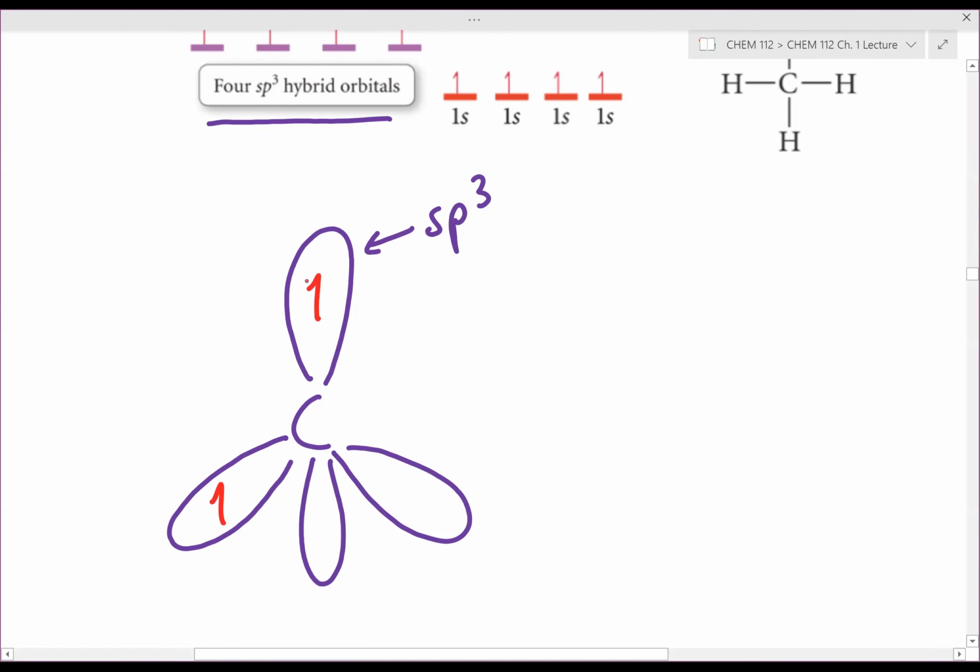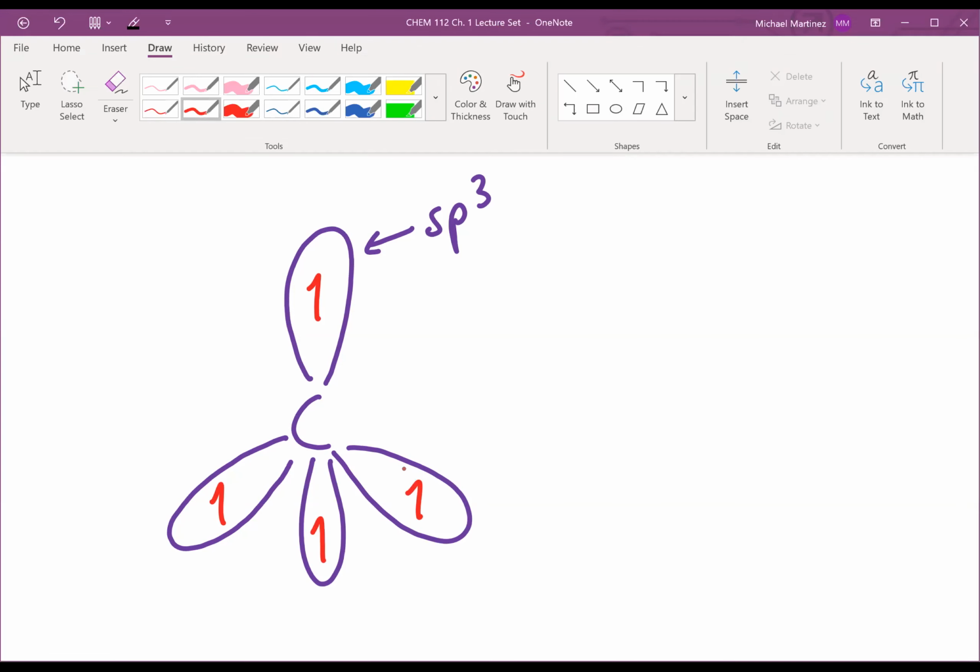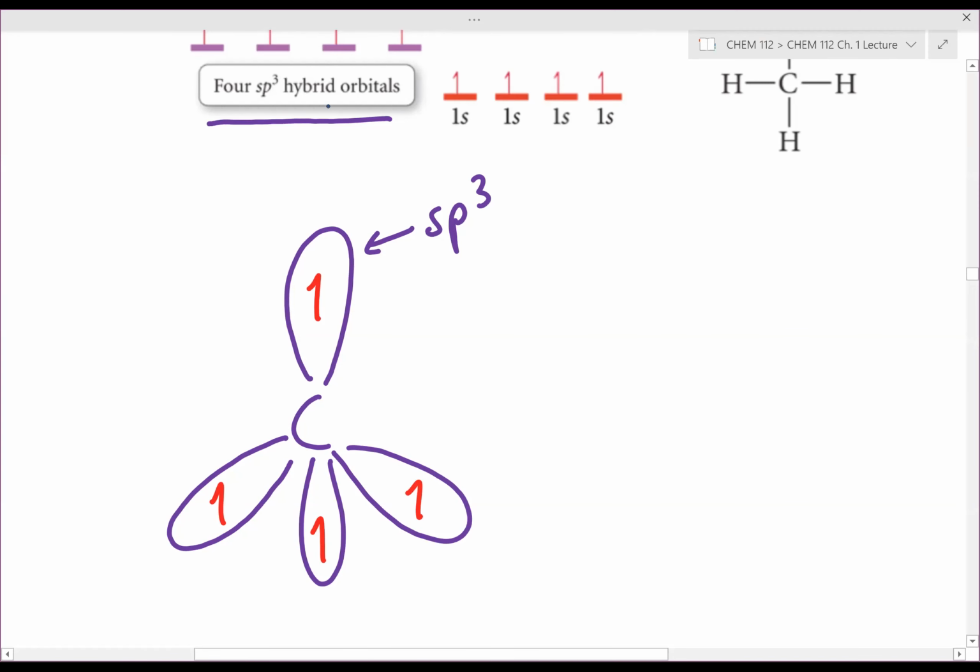1, 2, 3, 4. Now, from our hydrogen atoms, each of our hydrogen atoms has electrons in what orbital? S, more specifically, the 1s. So let's draw out our 1s. So this is our hydrogen 1s orbital. And this 1s orbital has 1 electron to its name.